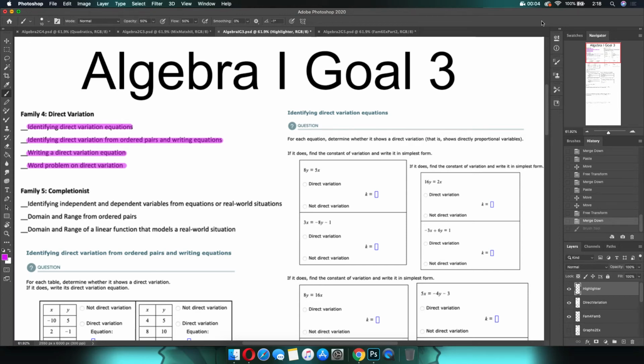This video is for students who are in Algebra 1 Goal 3. You can see that we are almost done with video tutorials for the goal, and so far every single video has been averaging just about 15 minutes because even when I'm doing 3 or 4 topics in a video, they're going by really fast because the work itself in Goal 3 is not that hard.